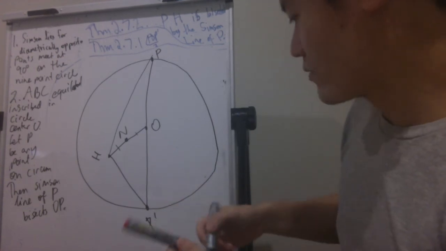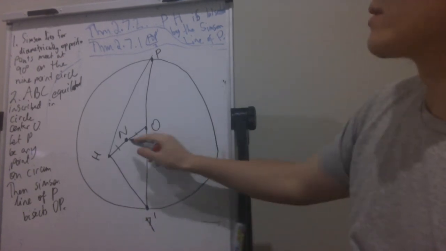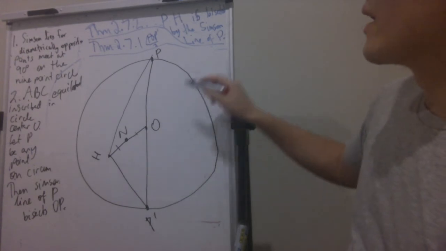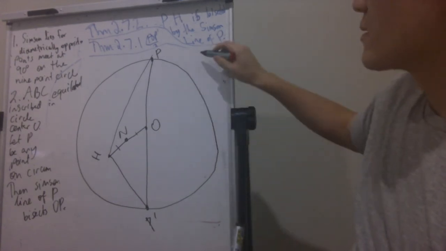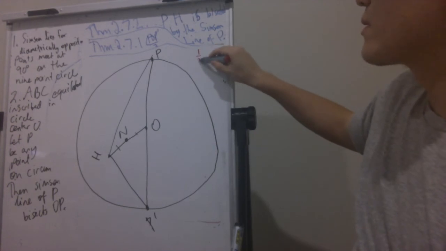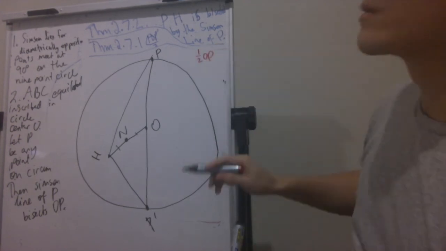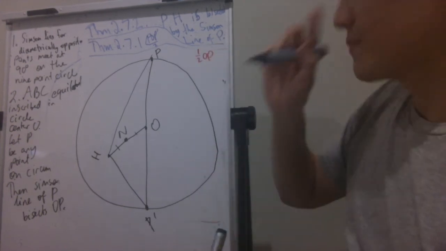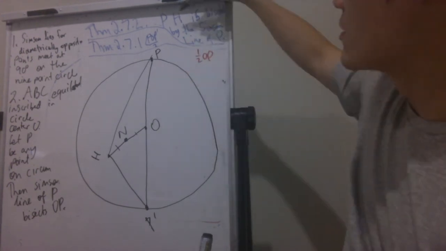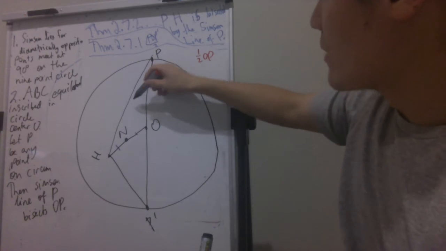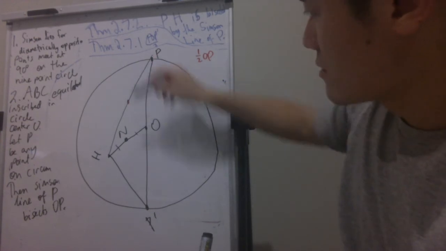So we know from previously that the 9-point circle center is in between, and it's also got radius half OP. That's the radius. And we also know by this theorem that Simpson's line bisects PH.